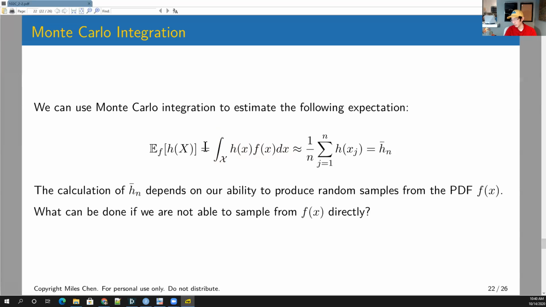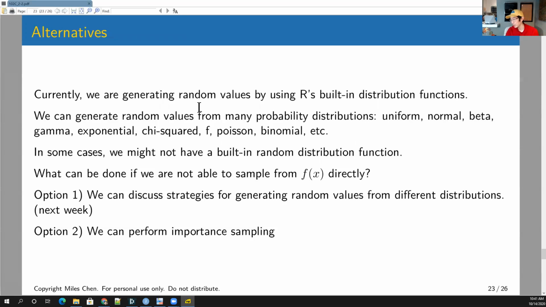Okay, and Monte Carlo integration depends on our ability to produce random samples from the PDF f of x. When we did it, we assumed we could produce values from the random uniform, or from the normal distribution, or in one of our earlier examples, from the beta distribution. So far all of our probability distributions have been built into R, right? We've been generating random values using R's built-in distribution functions: random uniform, random normal, random beta. And there's a whole bunch more probability distributions built into R, such as the gamma, exponential, chi-squared, F, Poisson, binomial, and so on.